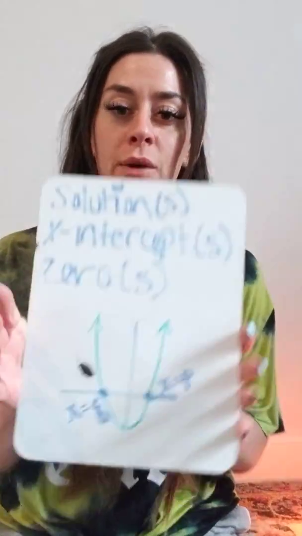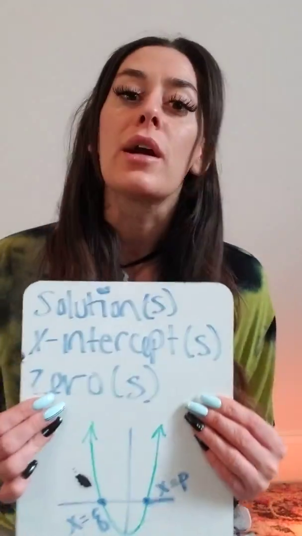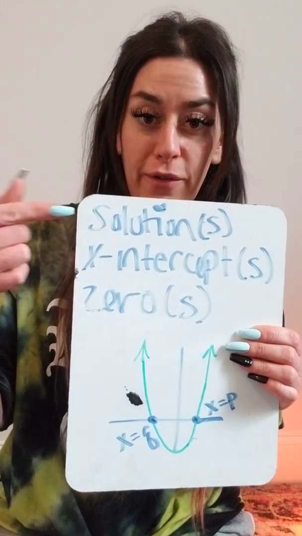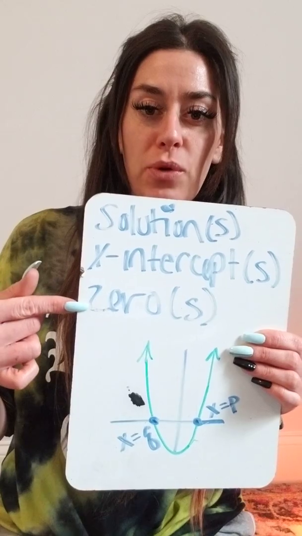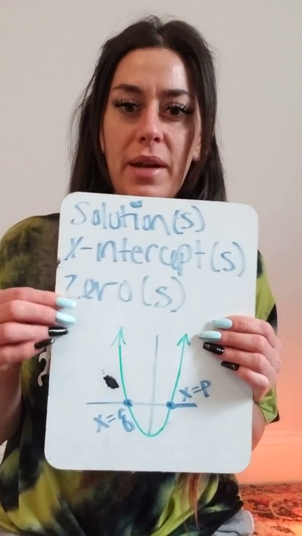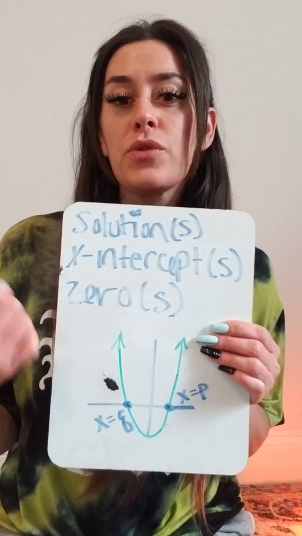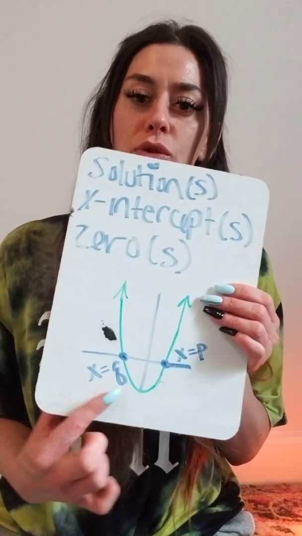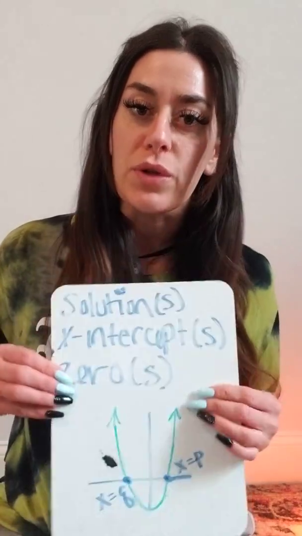So again, when you hear about solving a quadratic, you might hear that you're looking for the solutions, the x-intercepts, or the zeros. Also, another one that I hear less frequently, but I still do hear it, is the roots. So you could say the roots of one problem would be like x equals q and x equals p. But of course, those would be numbers instead of q and p.